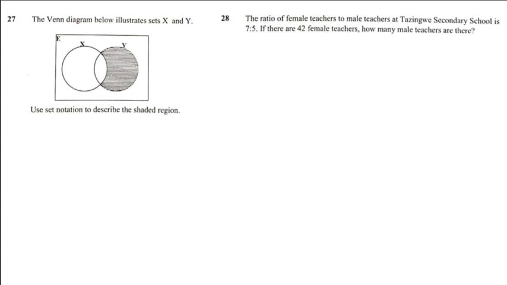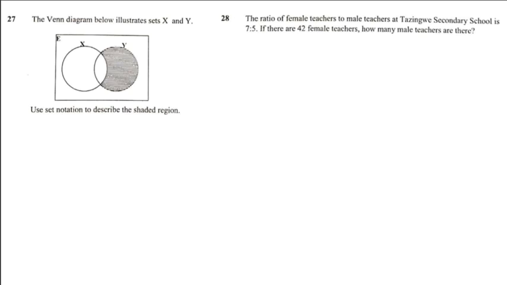the actual question, which is use set notation to describe the shaded region. So what we're going to do is look at the Venn diagram, and use the knowledge of complements of a set. We're going to look at the diagram and identify any set that is entirely shaded or entirely not shaded. We can see that X is fully not shaded.